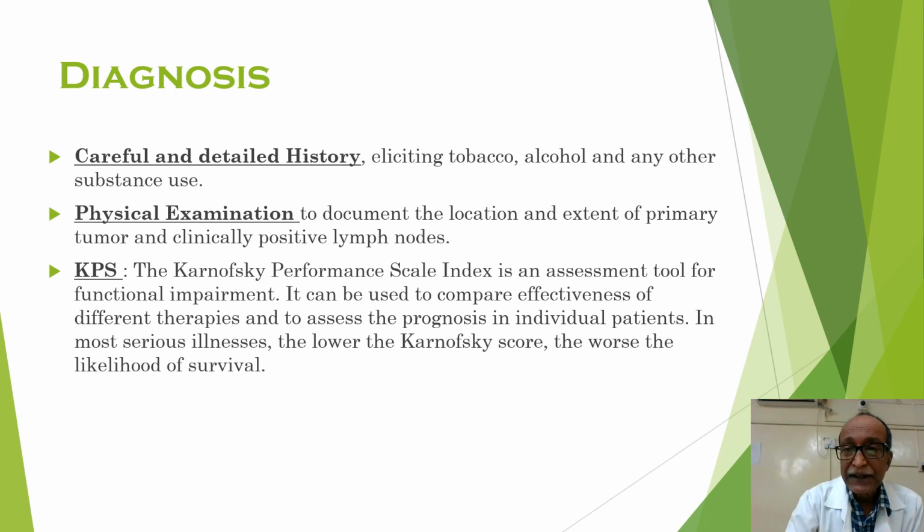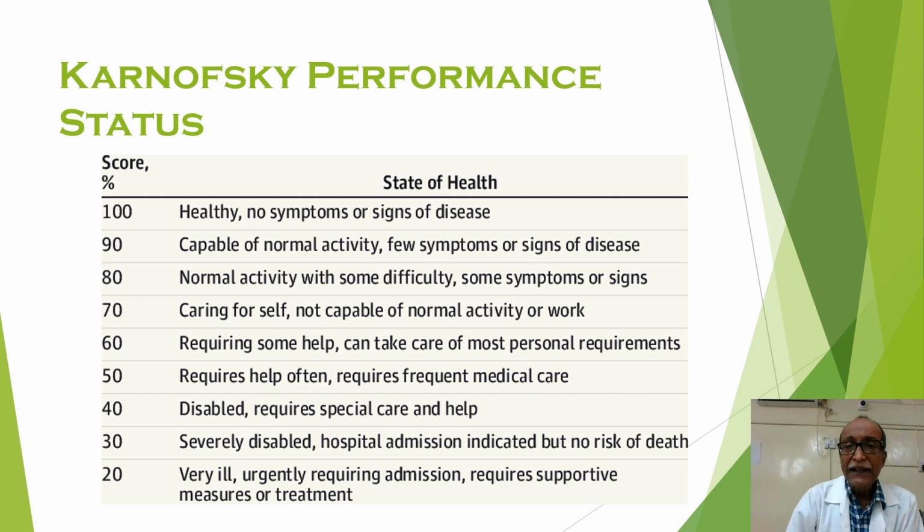This is depicted in the next slide. And it simply says, the more the KPS, the better it is. 100 KPS is good, healthy, no symptoms, no sign of disease. And 20 is a very ill patient, which requires admission and supportive care and treatment as an emergency. 70 is usually the cutoff for good prognosis and poor prognosis patients.